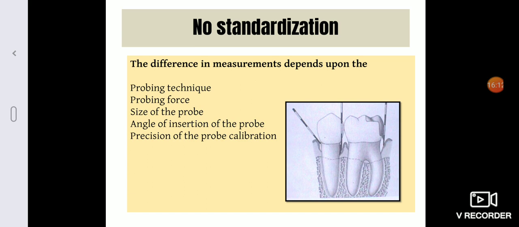Ideally, the probe is inserted parallel to the long axis of the tooth, but many times, because of the anatomy of the tooth structure or because of the location of the tooth, for example a posterior tooth, it becomes very difficult to place the probe into the gingival sulcus at a proper angle. So all these are technical problems, and this may bring about a lot of changes in the measurement. The next point is the precision of the probe calibration. The markings present on the probe, and how correctly they can be identified and noted, is also an important point of difference in the measurements.